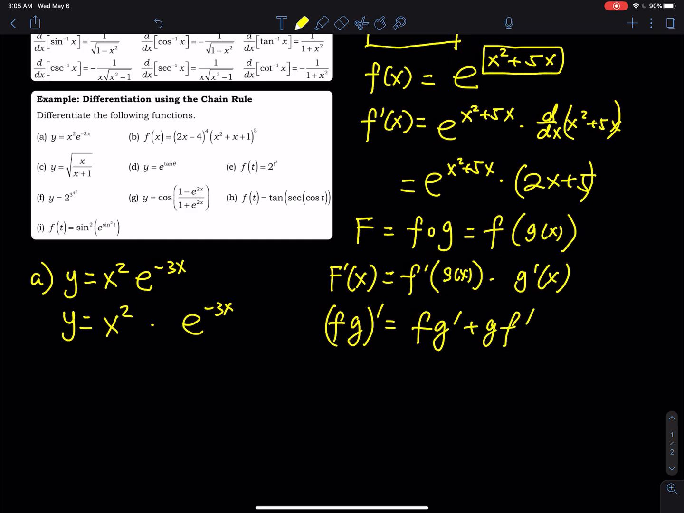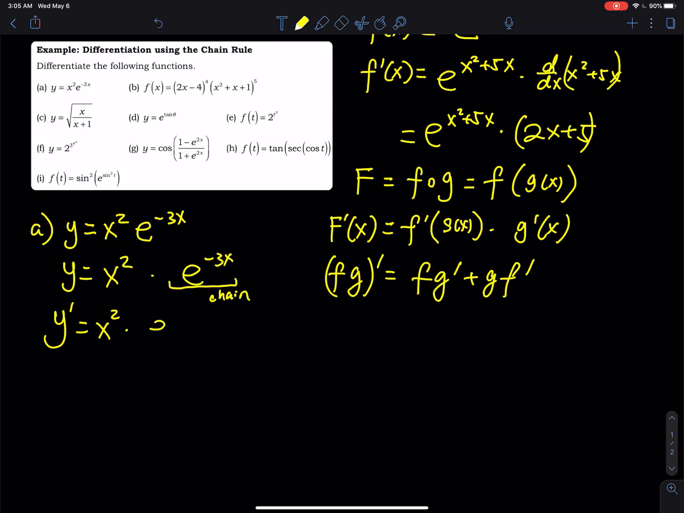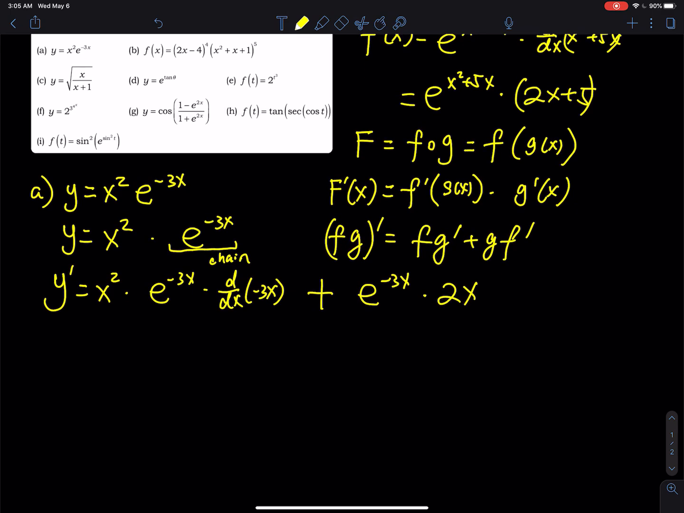So y prime is equal to f g prime, so x squared, and then this has a chain rule. Let's do the chain rule in slow motion. E to the anything is always e to the anything. Since negative 3x is inside an exponential function, we need to take the derivative of the negative 3x. I'm not going to do that right now, so I'm just going to prepare the derivative because I would like you to get used to the chain rule. And then plus g f prime, so g is e to the negative 3x, and f prime is the derivative of x squared, which equals 2x, and then we take care of that derivative.